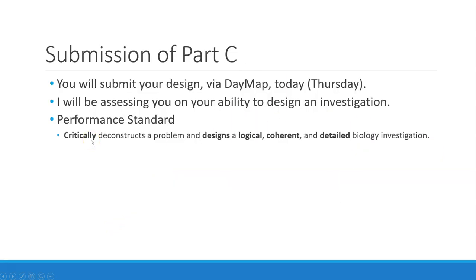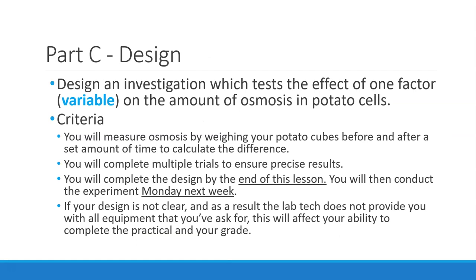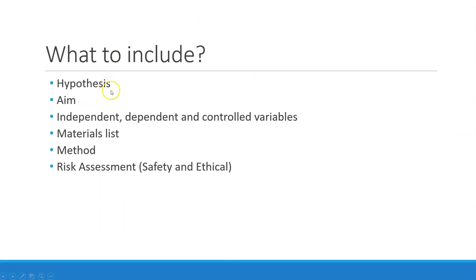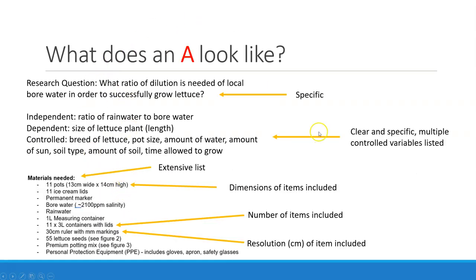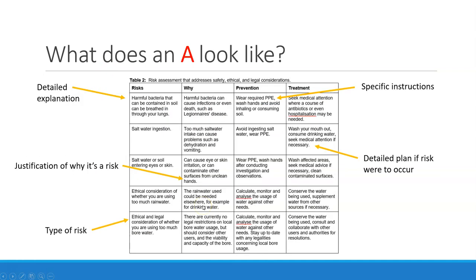All right, so your submission of your design, as I said earlier, is today, Thursday, via Daymap. The assignment's already up there. It needs to obviously be written up as a Word document. I don't have a template for this. You can just write it up using these. These are what you need to include, okay? And use this obvious example here as a way to make sure you've included everything.